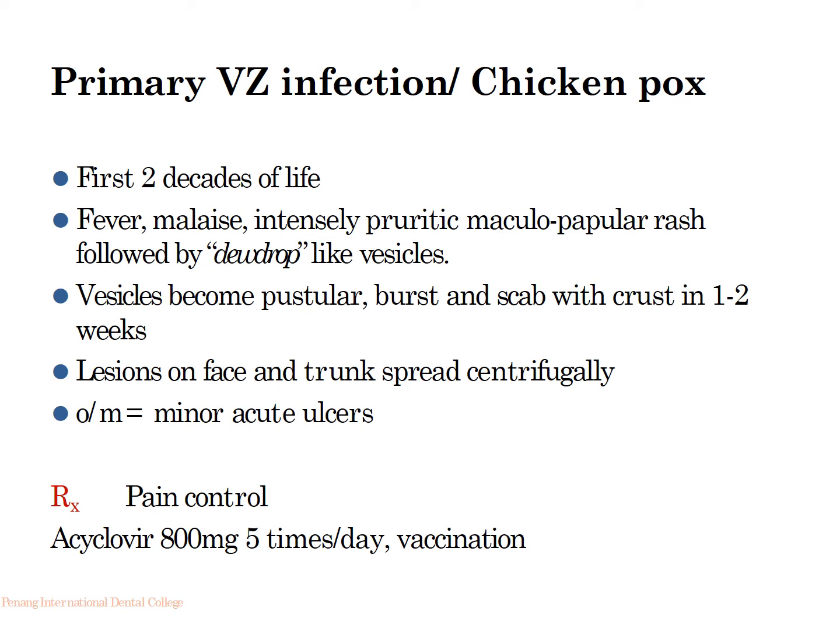The primary infection, which is chickenpox, generally happens in the first 2 decades of life. Fever, malaise, and an intensely pruritic maculopapular rash, followed by dewdrop-like vesicles, are seen on the skin. The vesicles become pustular, burst, and scab with crust in 1 to 2 weeks. Lesions are seen on the face and trunk, and they spread centrifugally. In the oral cavity, you could have minor acute ulcers, but they are quite rare.